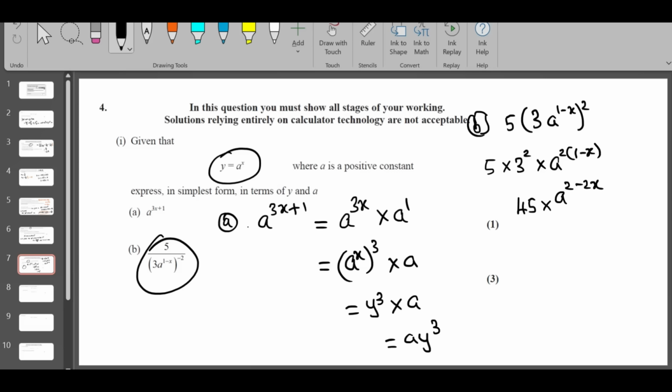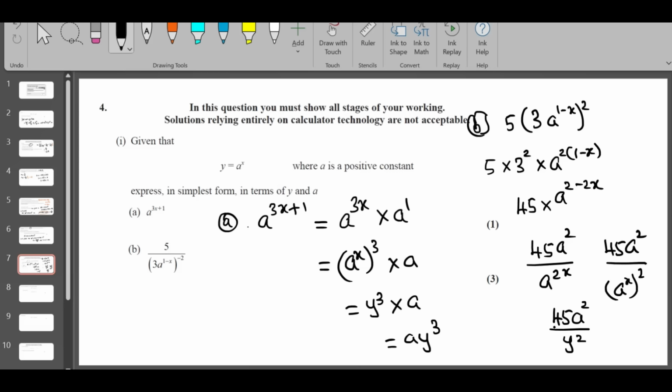When you multiply the powers, you can write it as 45a squared divided by a power 2x, because a power minus 2x, you can put it in the denominator as positive 2x. A power x whole squared, the answer is 45a squared divided by y squared, because a power x is equal to y. That's all. 4 mark question.